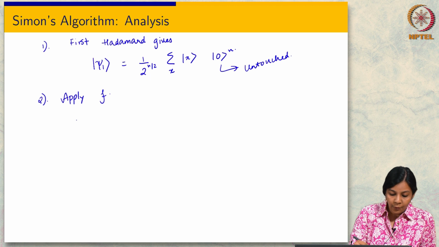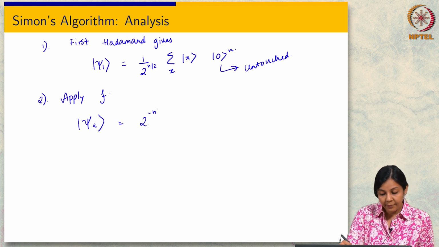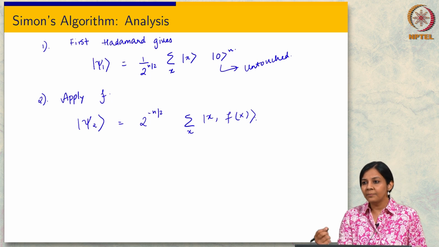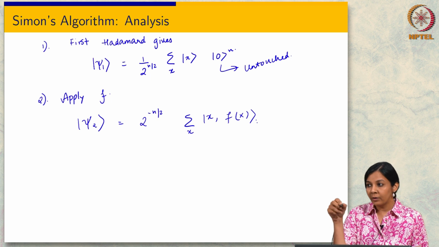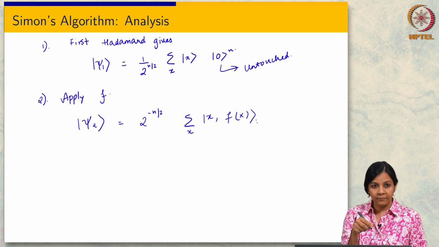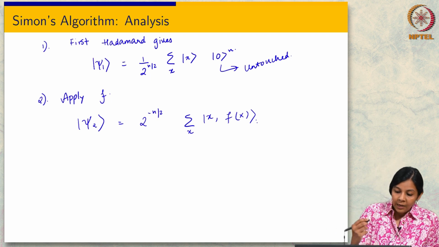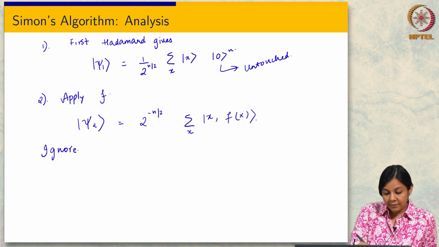So once you apply f, what you get is a summation over x of |x⟩|f(x)⟩. Everybody agree with this? Okay, this is just by definition, right? Remember we had f(x) XOR the ancillary values, and that is 0, so we just get this. Now, for simplicity, I am going to ignore the normalization stuff.